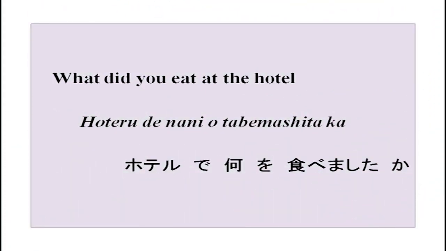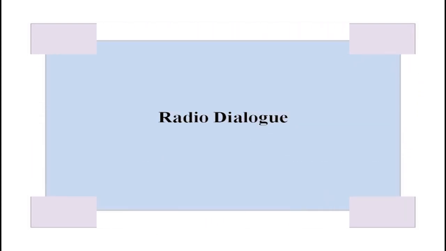Now, we have done I adjectives, as I told you in the beginning, in our last lesson. Today we will do na adjectives. What did you eat at the hotel? Hoteru de nani o tabemashita ka? Well, now listen to this audio dialogue and let us see how much you understand.